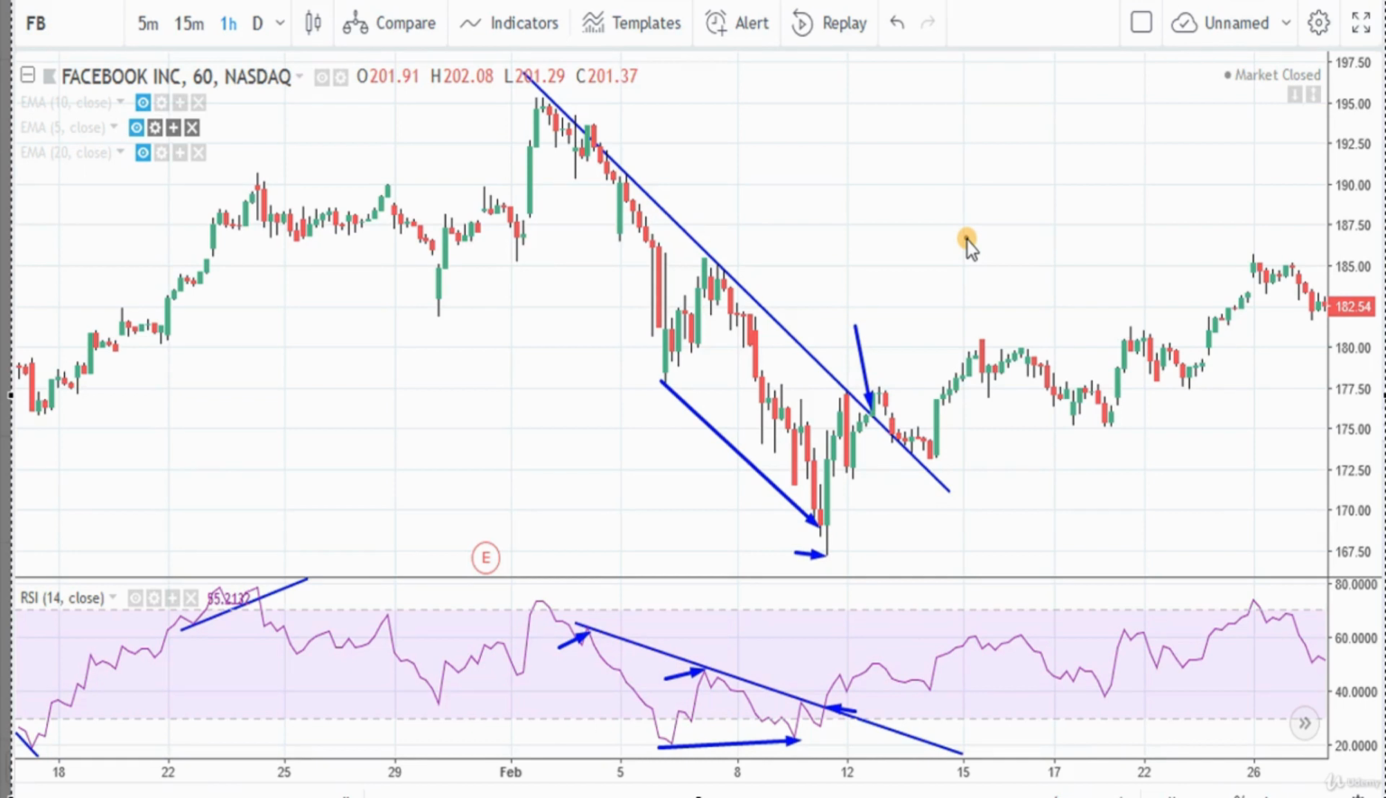Using this strategy, we can get very accurate and confirmed signals if we trade divergence. And divergence is one of my favorite strategies, and I mostly use this strategy in intraday trading.